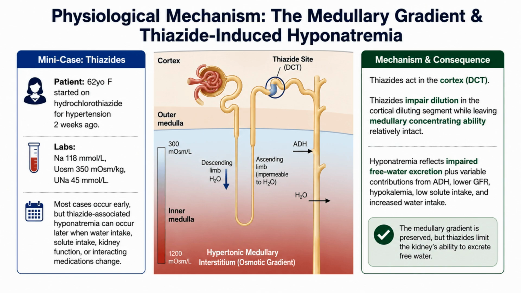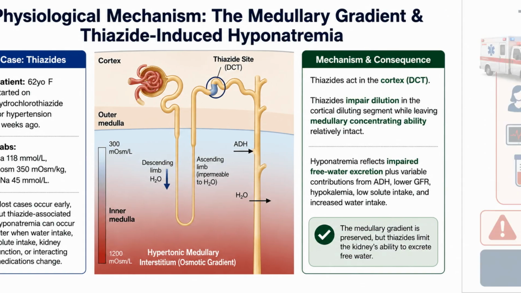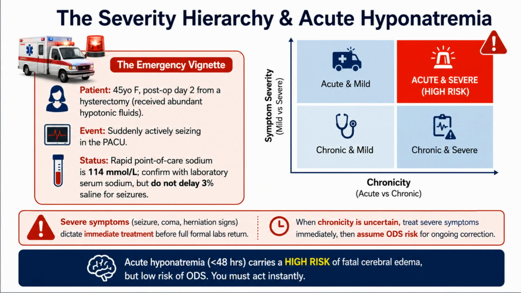With diagnosis covered, we now turn to the most urgent management decision: symptoms and chronicity. This emergency case is a 45-year-old woman 2 days after hysterectomy who received abundant hypotonic fluids and is now actively seizing. Point-of-care sodium is 114 millimoles per liter. Question: do we wait for a formal laboratory sodium before treating? No. Confirm it as soon as possible, but severe neurologic symptoms dictate immediate treatment. Seizure, coma, and signs of herniation are hyponatremic emergencies.